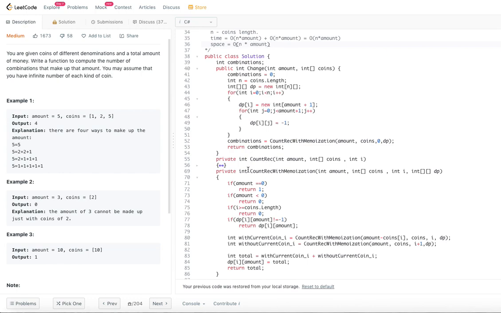Are we using any more space here? In this particular case, no, and in this particular case, no. So totally, maybe these are some variables again, right? But these are anyway temporary variables that are fine. We can consider them as constant things. So the total complexity will be order of n into amount. So this particular algorithm is having both time and space complexities as order of n into amount, where n is the number of coins given, right?